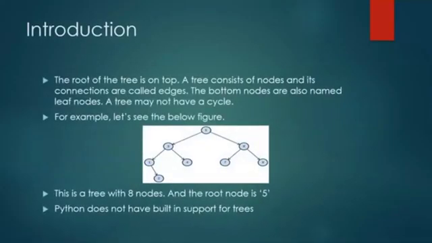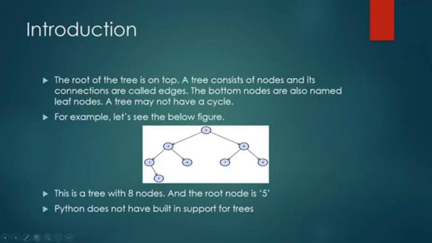The root of the tree is on top. The tree consists of nodes. Its connections are called edges. The bottom nodes are also known as leaf nodes, as said in the previous slide. A tree may not have a cycle. For example, let us see the below figure.